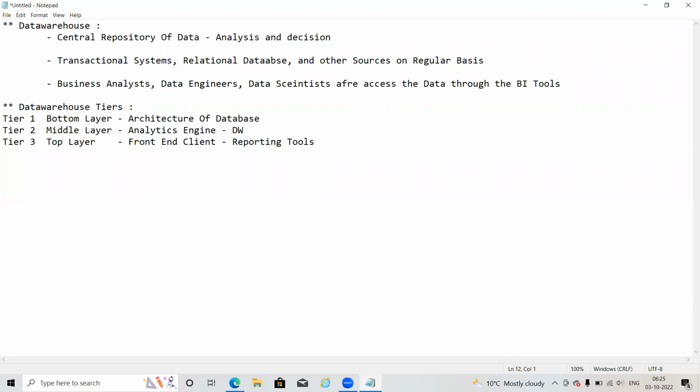The next topic: how does this data warehouse work?